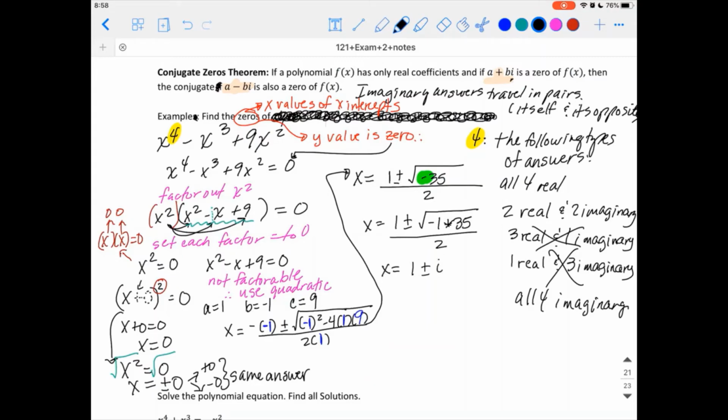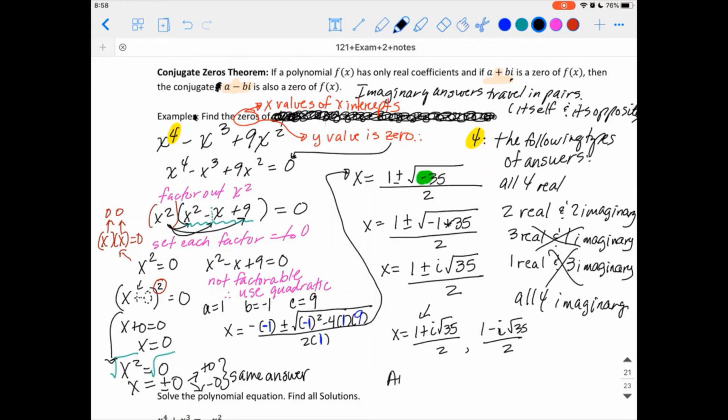And the square root of 35 is but ugly. It's just 7 times 5. They're both prime. They have no perfect square roots there. Over 2. And so how many answers do we have here? We have 2. So it's going to be x is equal to 1 plus I square root of 35 over 2. And the other one is 1 minus I square root of 35 over 2.